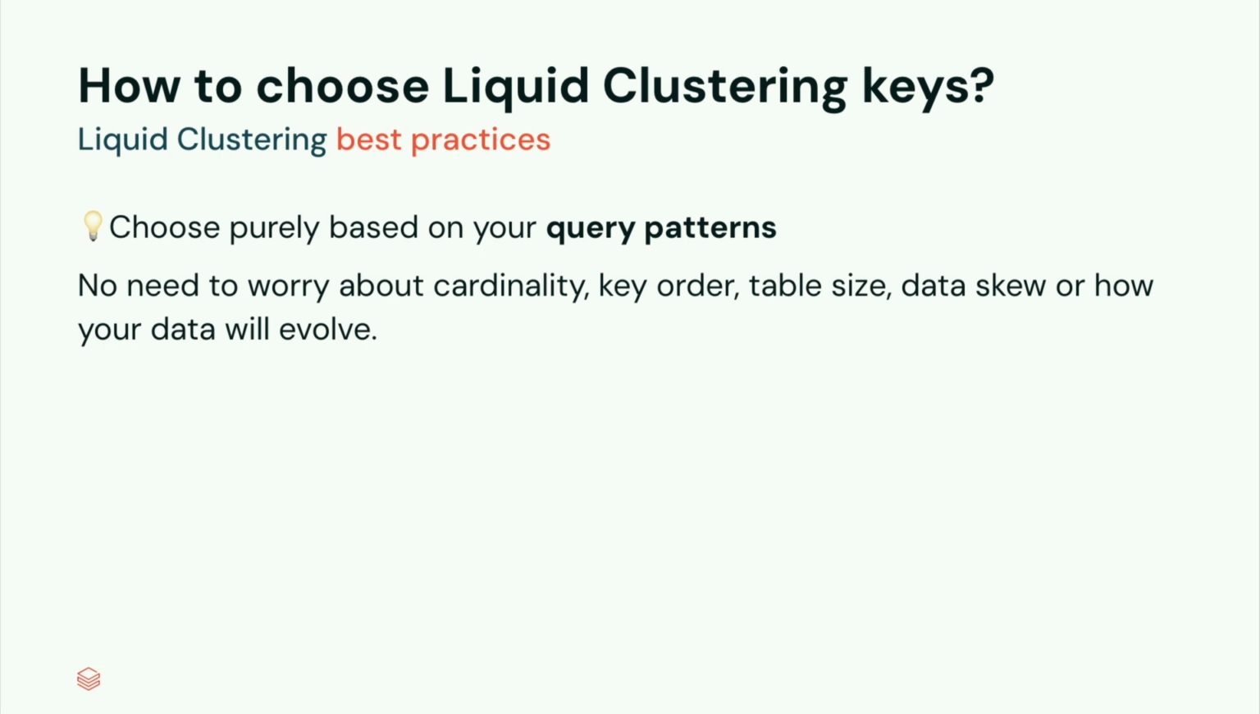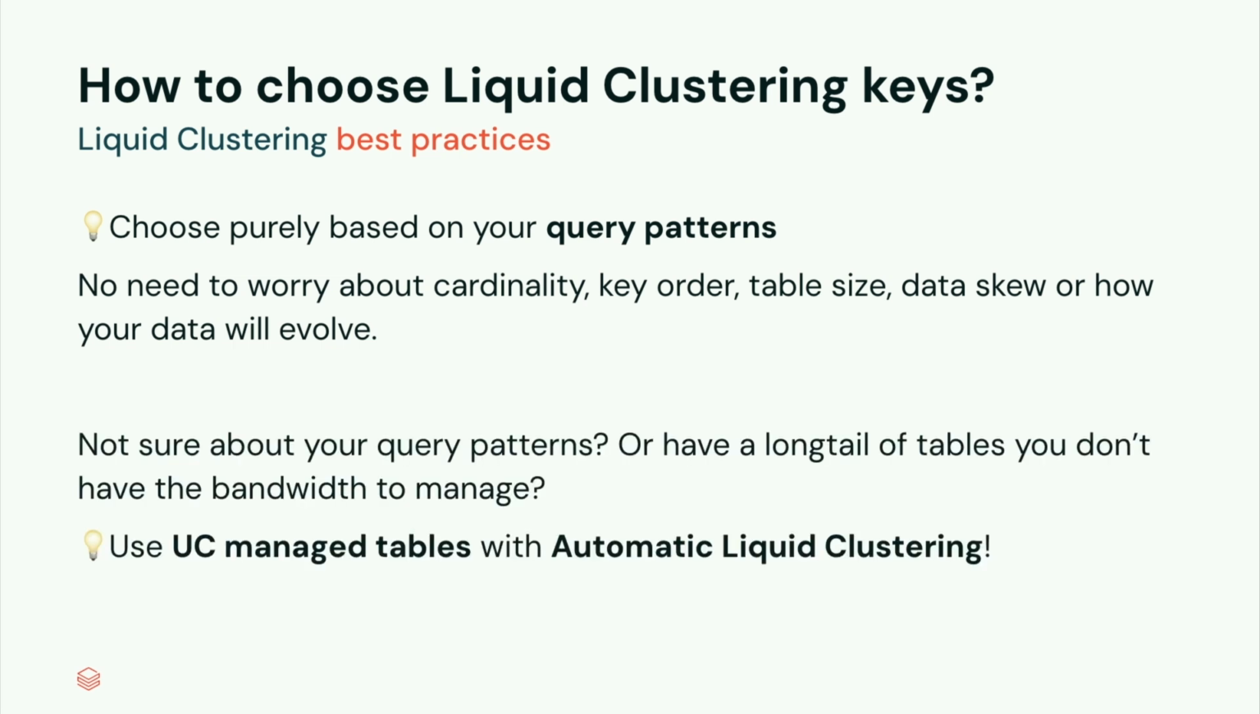By the way, the last time I had to set up a liquid table and pick the right clustering columns, it took me a long time to figure out what my query patterns are, because they just don't exist yet. And this is why we built automatic liquid clustering to solve this problem on UC managed tables. So with predictive optimization, we completely make data management hands-free for you. It also helps you apply liquid clustering on the long tail of tables that you simply don't have the bandwidth to manage.